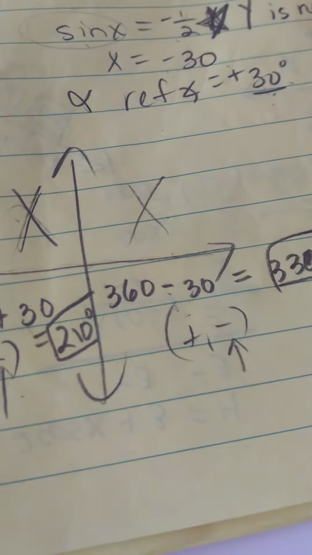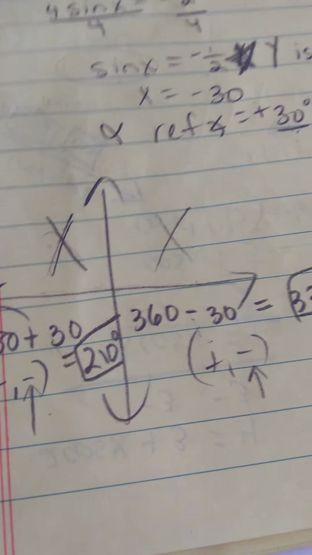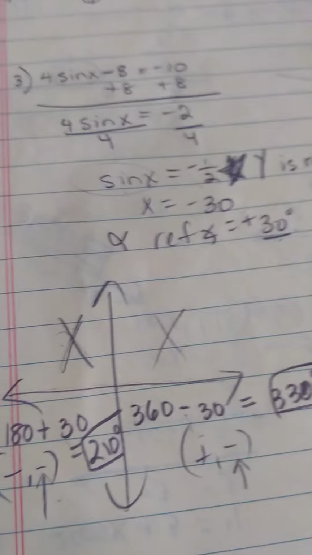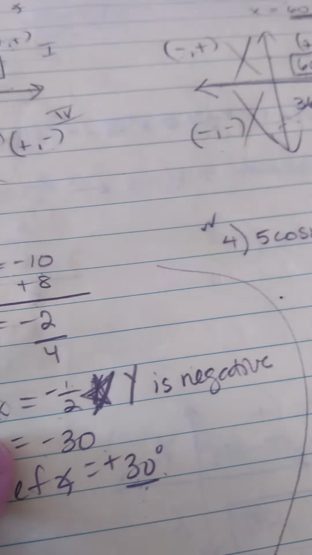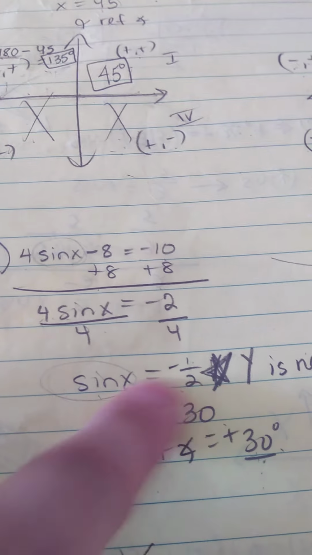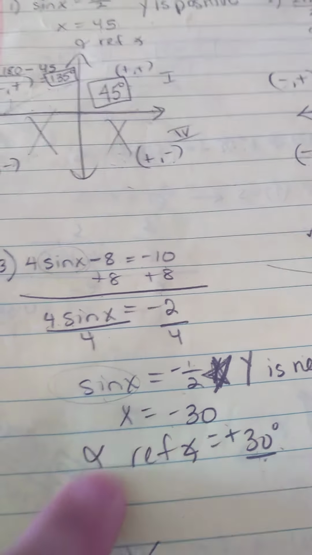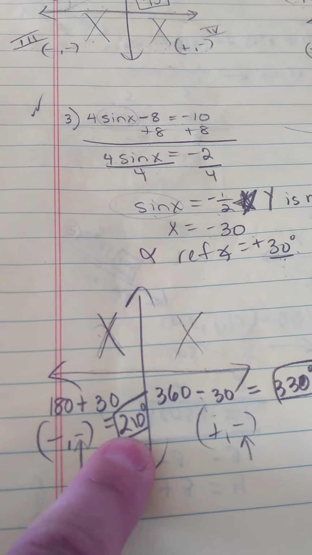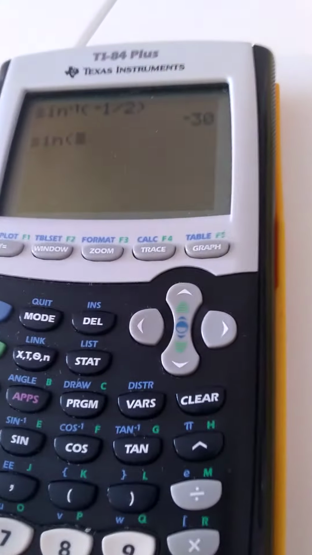And again, a nice little check method is going to be typing in, where is it? Right here, your isolated equation. Sine of x equals -1/2. So x is what we solved for, so x is 210. So type in the sine of 210.